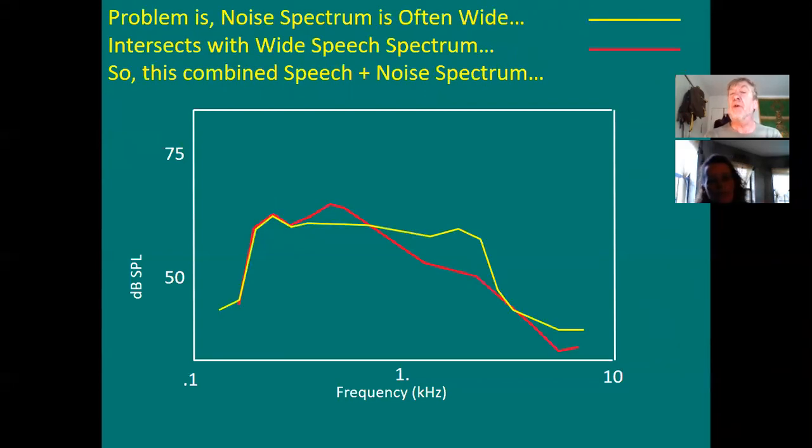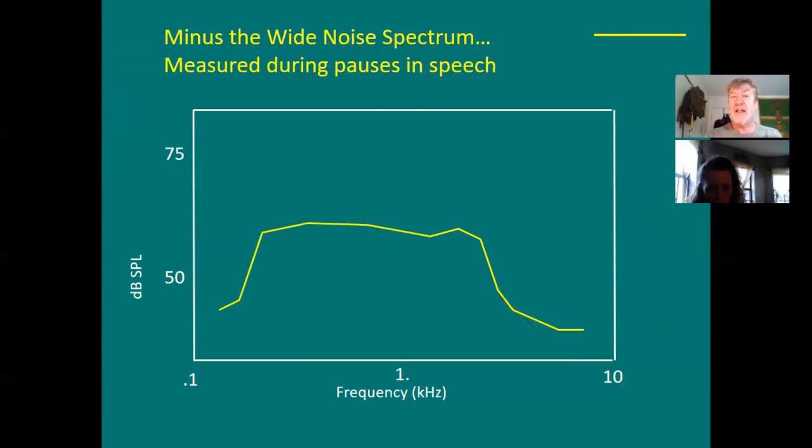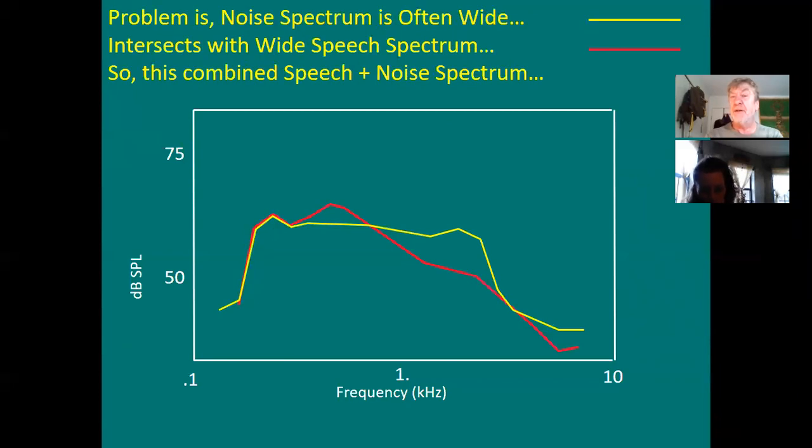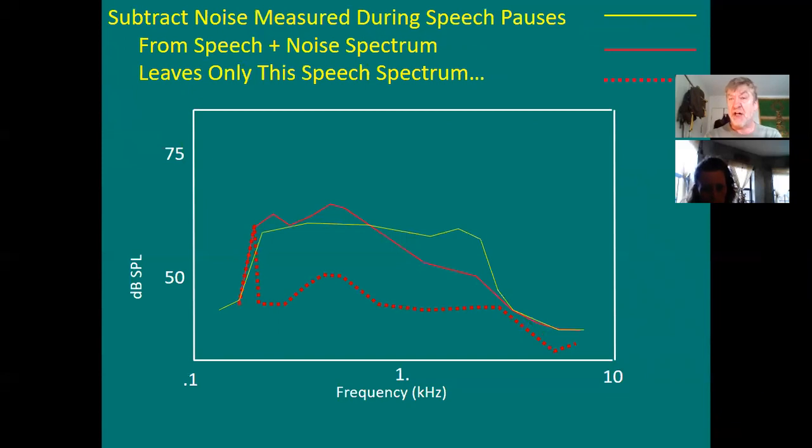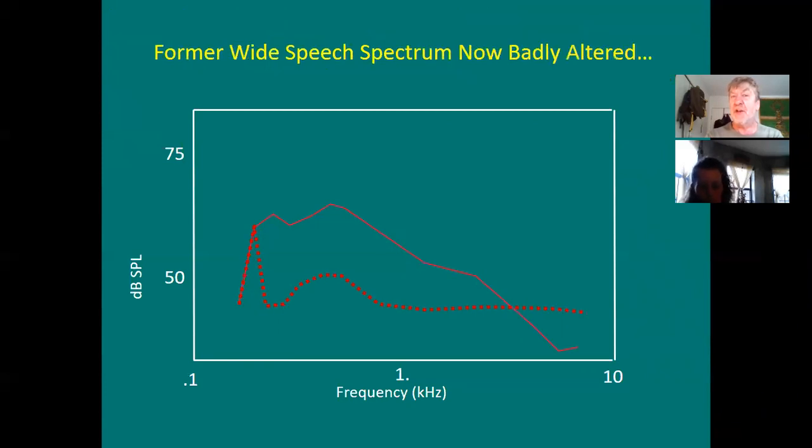But the problem is the speech spectrum is broad and so is the noise spectrum. So look at the speech and noise spectra in this slide. The speech in red and the noise spectrum in yellow. They're both broad. So here's the speech plus noise spectrum together. If I take this noise spectrum now and subtract it from here, I'm going to be left with the dotted line in red. Not much. You've thrown the baby out with the bathwater. That's why the spectral subtraction method doesn't really work.